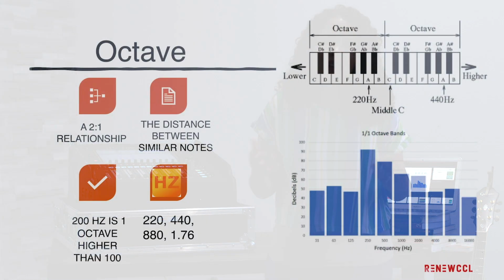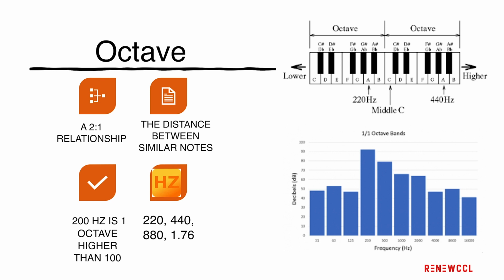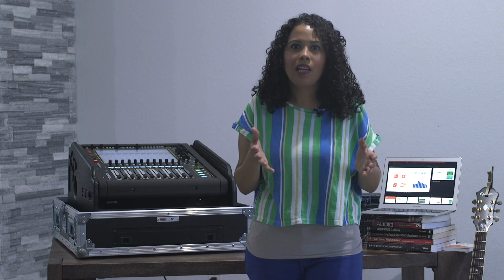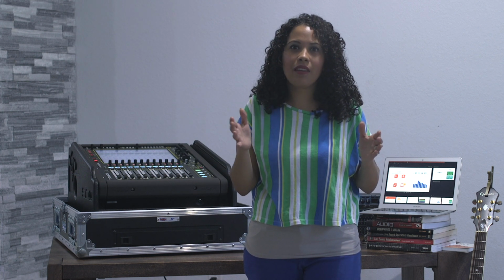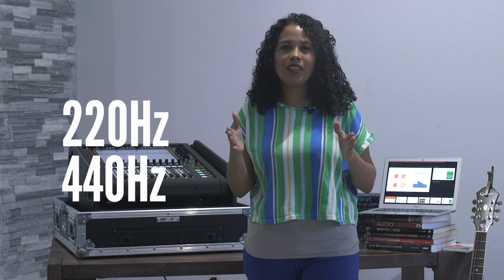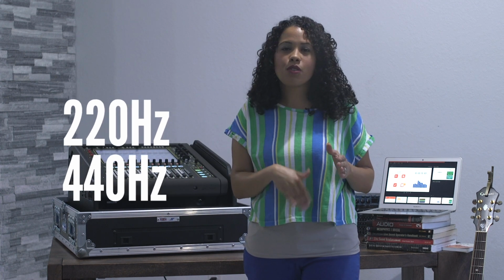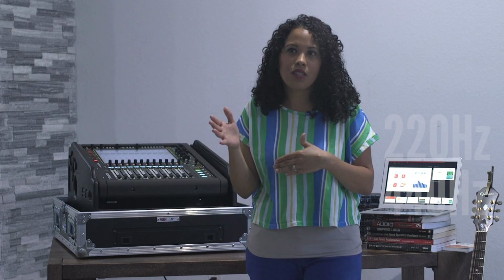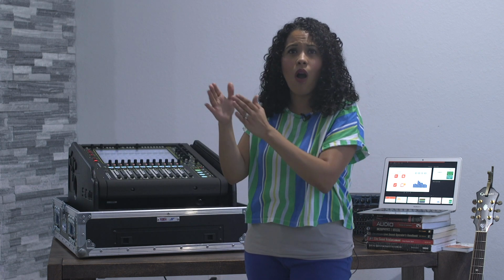An octave is a 2 out of 1 relationship of a frequency. The difference between similar notes. So for example, we have a 220 hertz or 220 cycles per second. The next octave would be 2 out of 1 relationship. So we're going to multiply it by 2 and it's going to be 440 hertz. And then we would go on and on to the next octave.